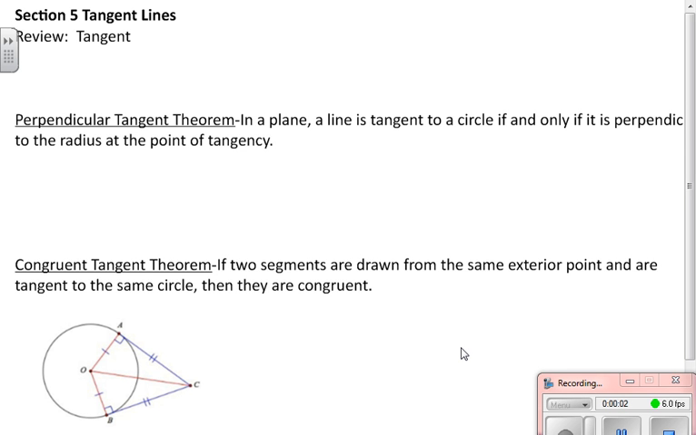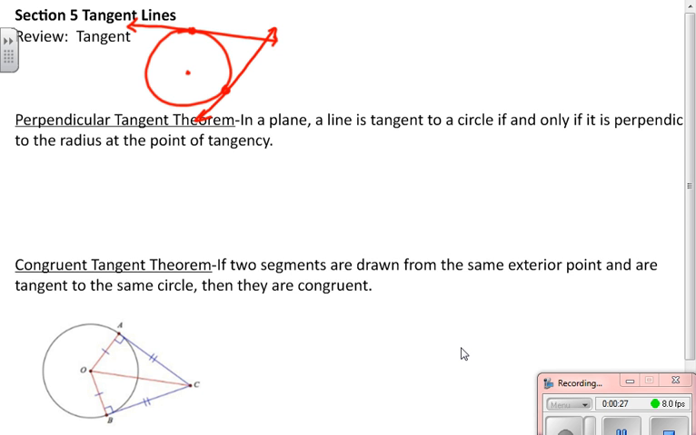All right, section 5 of the circle unit is going to talk about some of the tangent line properties. If we just take a minute to review what a tangent line is, remember it is a line which touches the circle at exactly one spot. And they can be wherever you would like on that circle, they just touch one time.